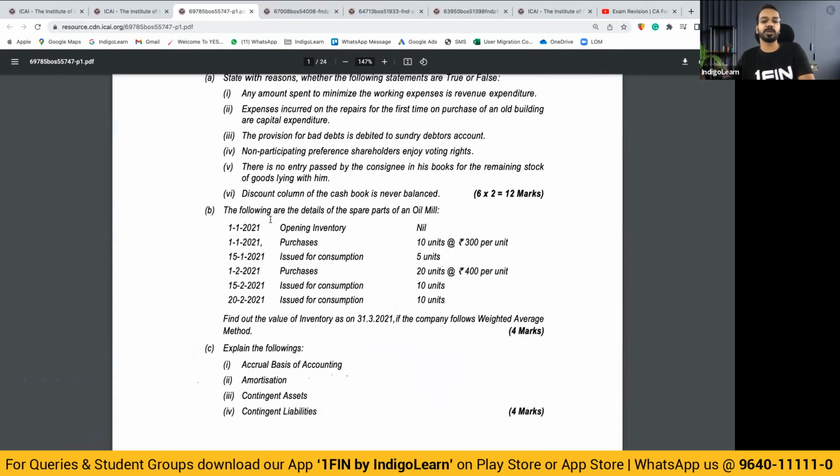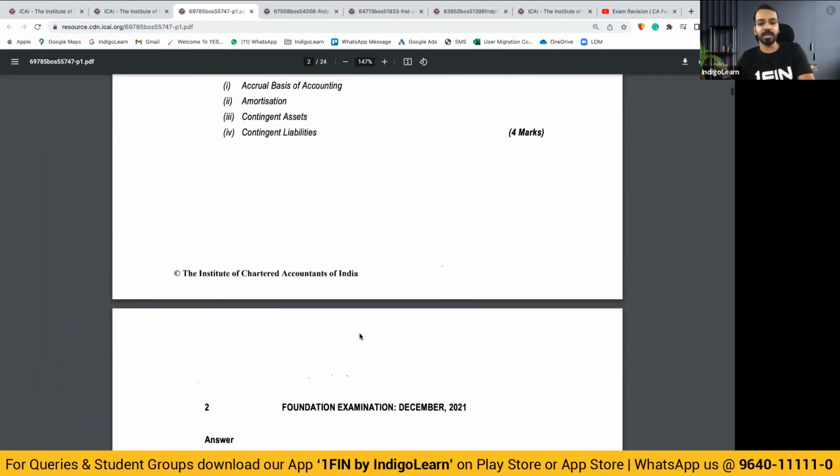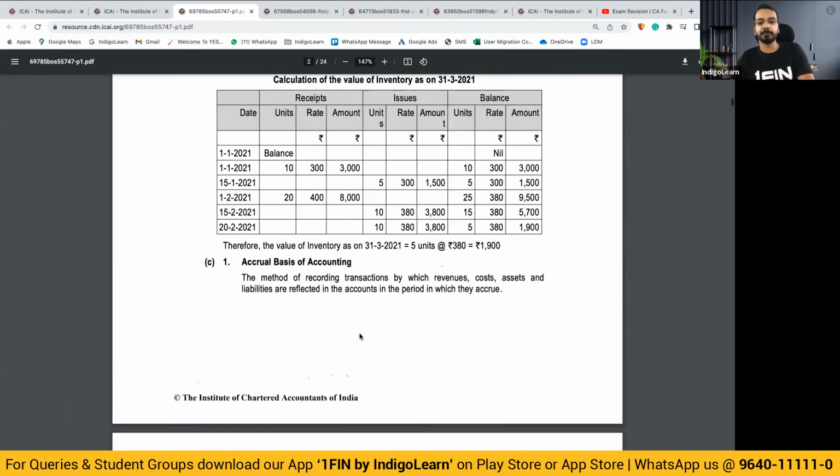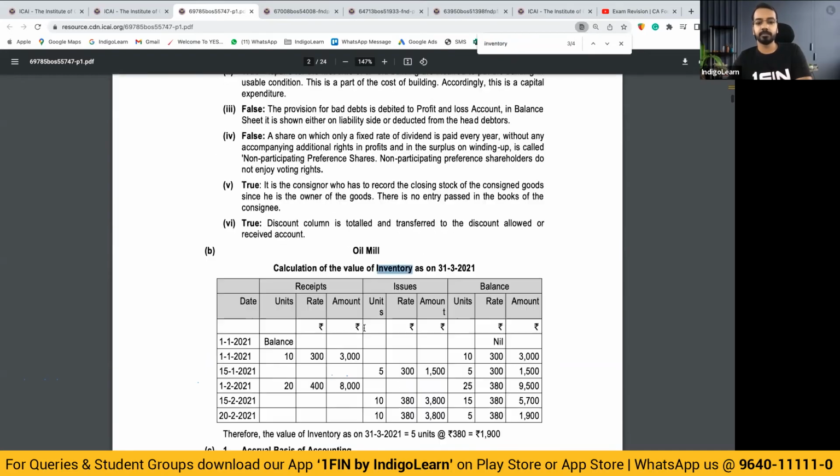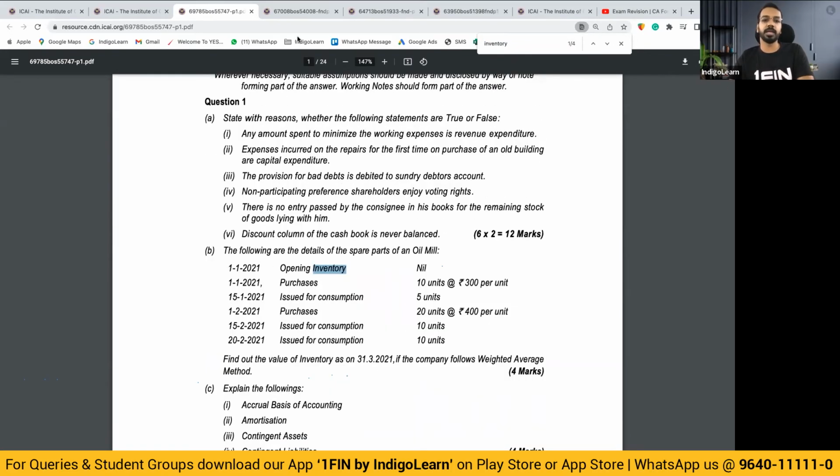See, this is a very simple question. Opening, purchase, issued. Find the value of inventory if the company follows the weighted average method. 4 marks directly in your pocket. Nothing to worry about in this. Okay, I don't think there will be any other inventory question in this. No, that's it. Then let's see here.